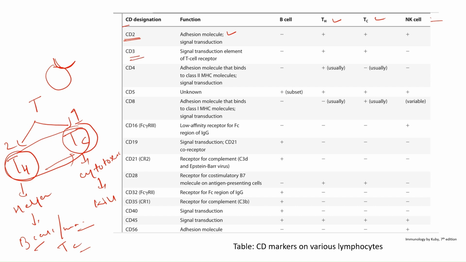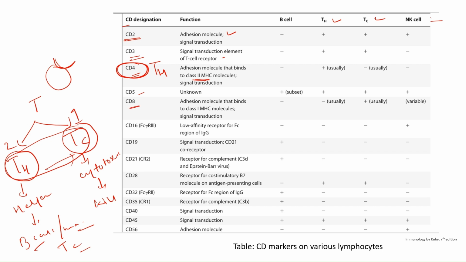Similarly, CD3 helps in signal transduction and is found only on T cells. CD4 is the marker by which we can identify the T cell because it is specific to only the TH cell. If any cell contains the CD4 marker, that cell is a TH cell. This marker helps to identify the TH cells, and they bind with class 2 MHC molecules. We will understand what an MHC molecule is and what we mean by class 1 or class 2. Coming to CD5, the function is unknown and it is present on all the T cells.